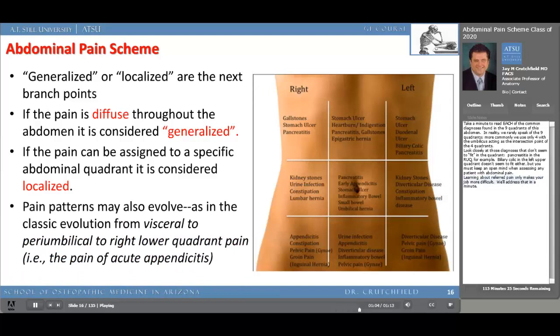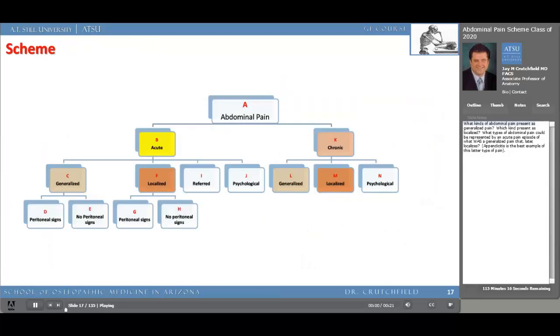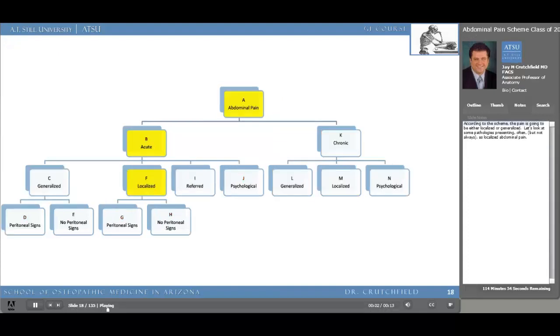What kinds of abdominal pain present as generalized pain? Which kind present as localized? What types of abdominal pain could be represented by an acute pain episode of what was a generalized pain that later localizes? Appendicitis is the best example of this latter type of pain. According to the scheme, the pain is going to be either localized or generalized. So let's look at some pathologies presenting often, but not always, as localized abdominal pain.